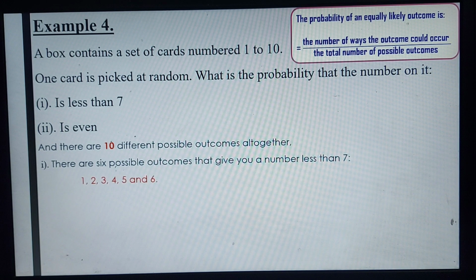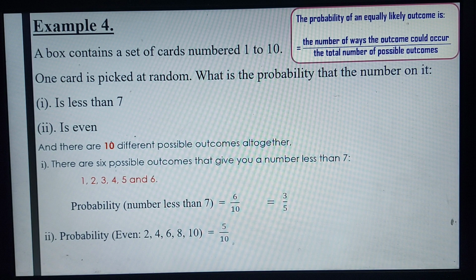So there are 6 possible outcomes that give you a number less than 7, because you have 1, 2, 3, 4, 5, and 6 to be less than 7. So to calculate the probability that the number on it is less than 7, you simply do 6 divided by 10. 6 is the number of ways the outcome could occur, that is the numbers you have that are less than 7, and 10 is the total number of possible outcomes you have. So that is 6 divided by 10. When you simplify, you get 3 over 5.